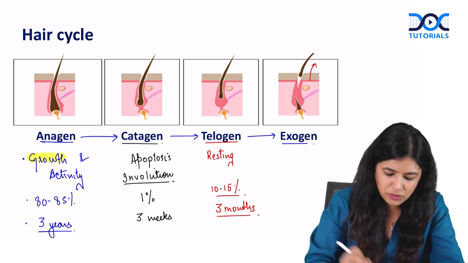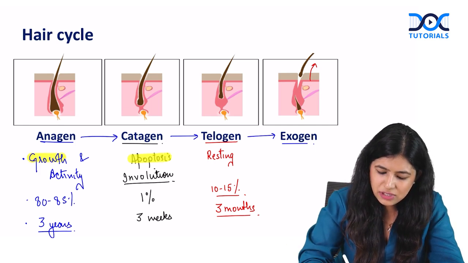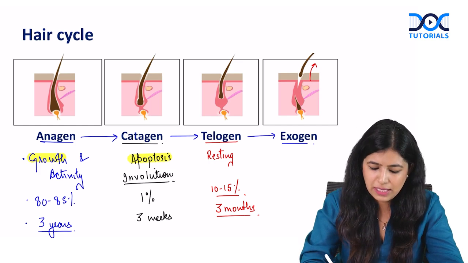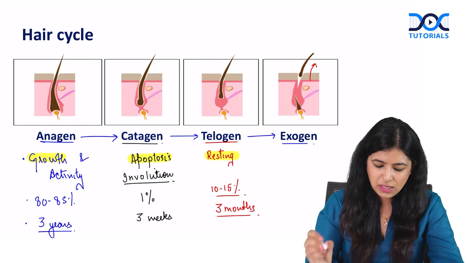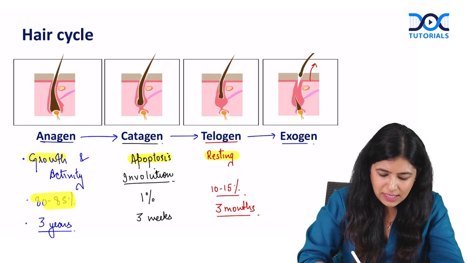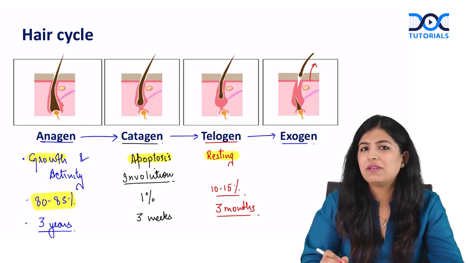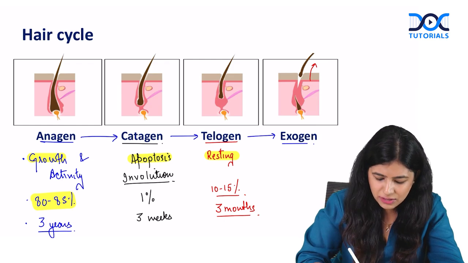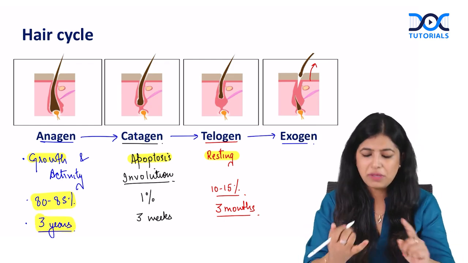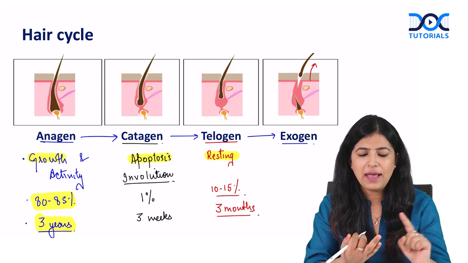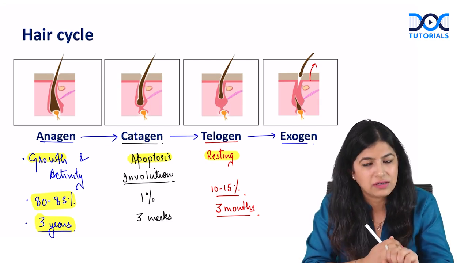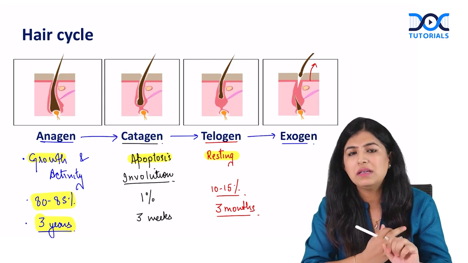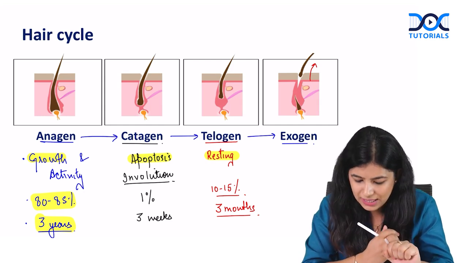Anagen is the phase of growth and activity. Catagen is the involution or the apoptotic phase, and telogen is the resting phase. Also important to know that in the anagen phase, there are 80 to 85% of the hair and the duration is 3 years. So the maximum percentage of hair and the maximum duration, these both are the anagen. So 80 to 85% lasting as long as 3 years.